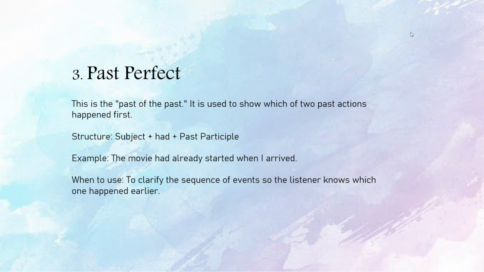Now, the past perfect. This is the past of the past. It is used to show which of the two past actions happened first. There were two actions happening in the past, and past perfect basically shows what happened first. The structure is subject plus had, showing that it was the past, plus past participle. You use this to clarify the sequence of the events so the listener knows which one happened earlier.